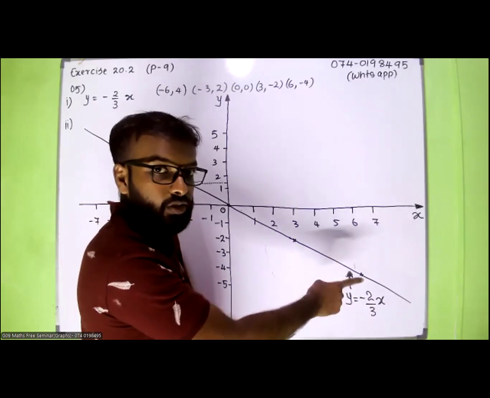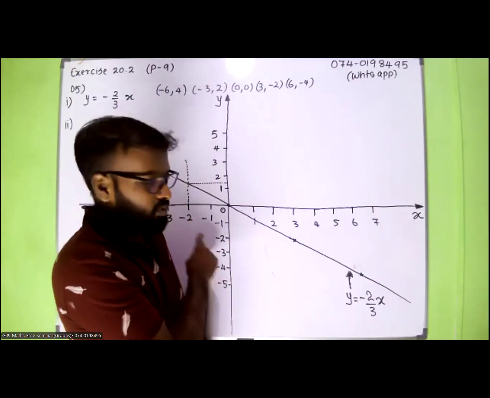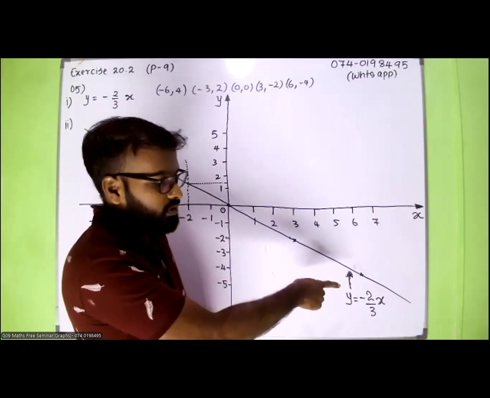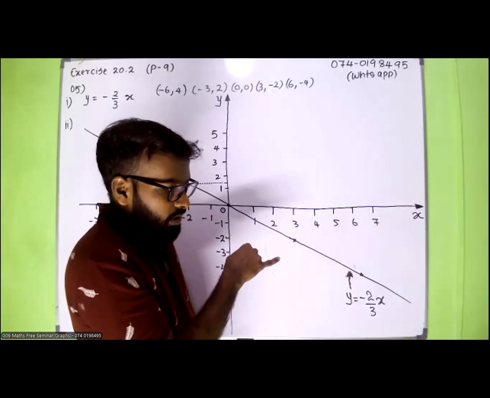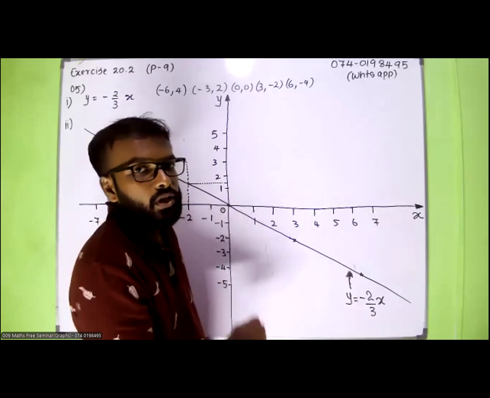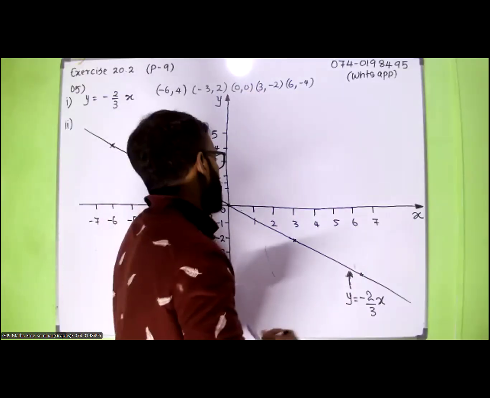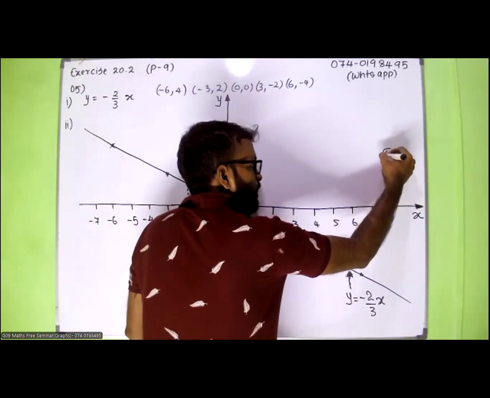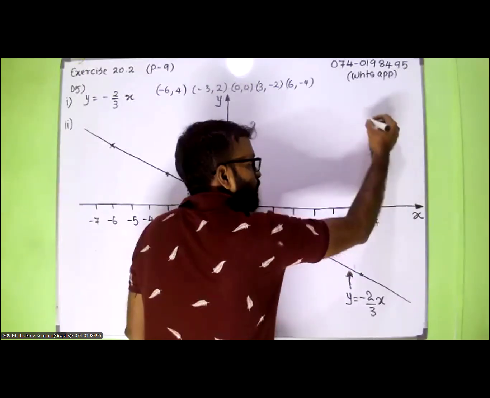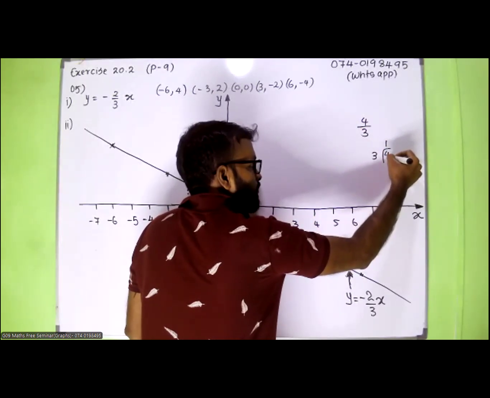Instead of x, you are going to substitute x equals minus 2. If you substitute x equals minus 2, it will give you 4 upon 3. Y equals 4 upon 3. Right, 4 upon 3 means 1 point something. 3 times 4 upon 3 means this. 4 divided by 3. 3 times 1, 3.